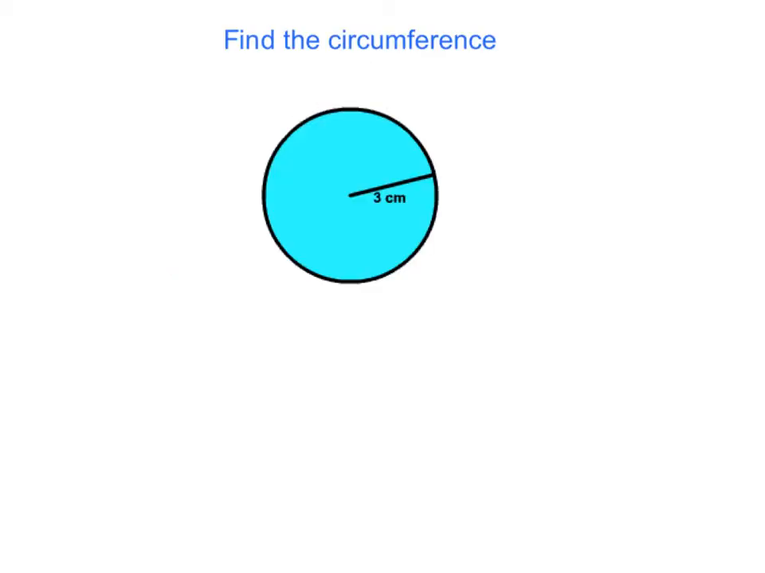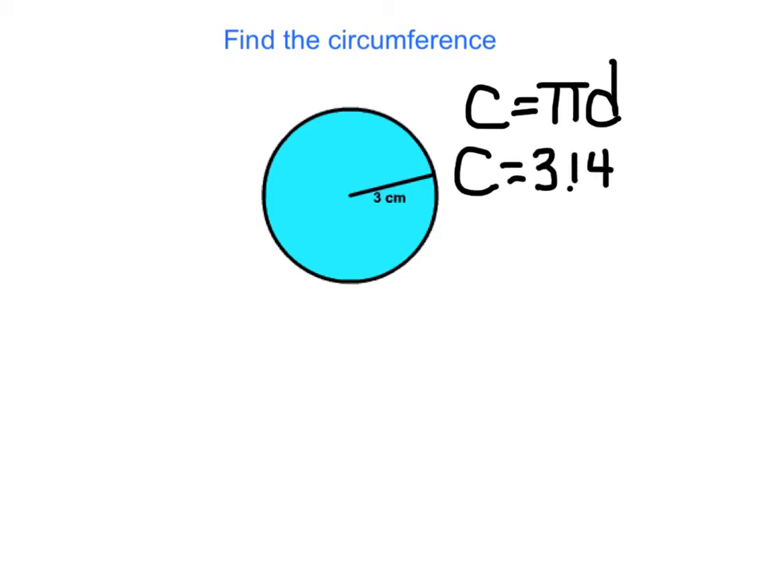Okay, for this one, let's just calculate circumference. Pause your video, then restart it to check your answer. Welcome back from pausing the video. Our formula is circumference is equal to pi times diameter. Pi is 3.14. The diameter, hopefully you took your time and realized the diameter is twice the radius. The diameter is 6 centimeters.